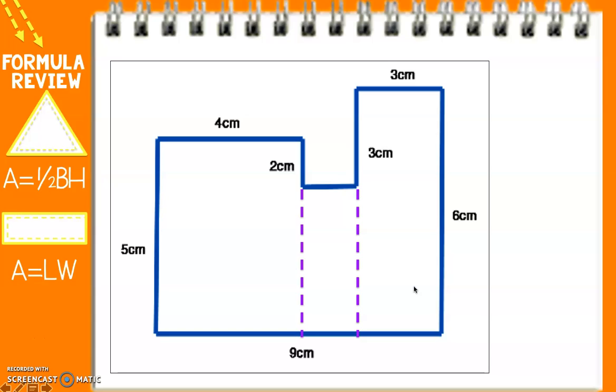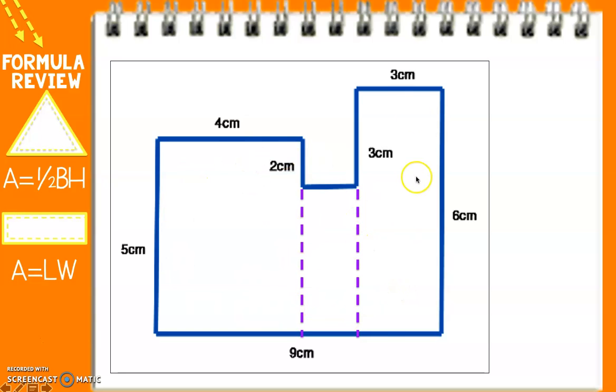Okay, now if we're going to find the area of an irregular polygon, we're going to be using area formulas. So we're going to write them. We're going to substitute the side lengths of each individual shape. We're going to solve, and then at the end, we're going to add the area of each of our pieces together.